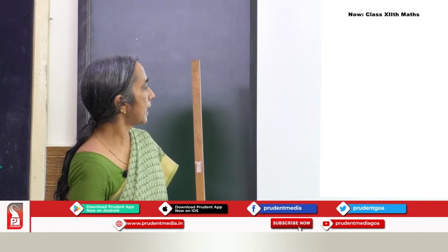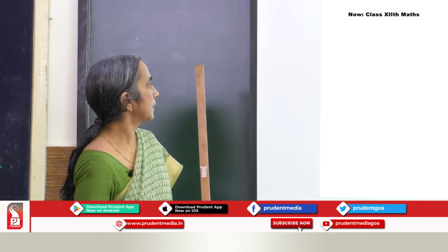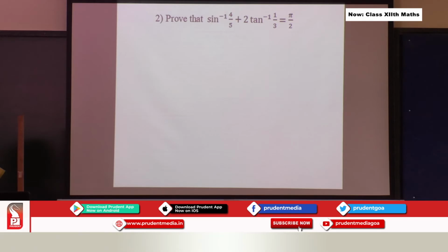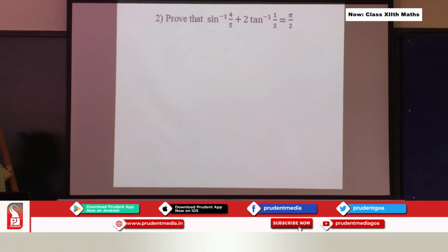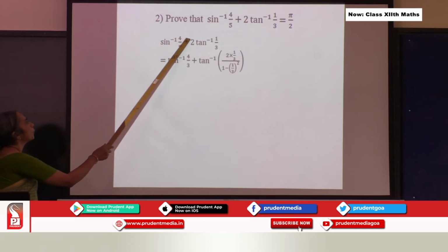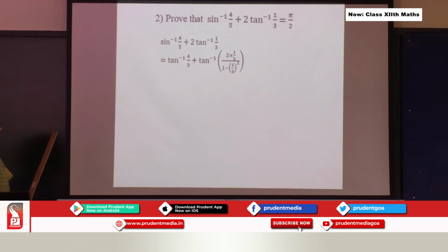Okay, you will get LHS equal to RHS. Next is prove that sin inverse of 4 by 5 plus 2 tan inverse of 1 by 3 is equal to pi by 2. Sin inverse of 4 by 5 plus 2 tan inverse of 1 by 3.